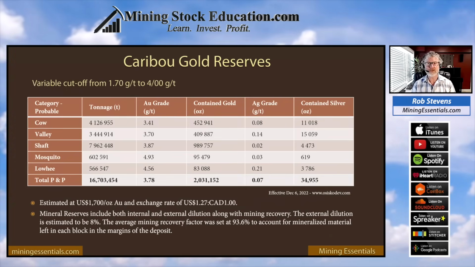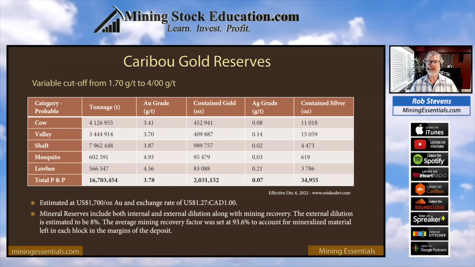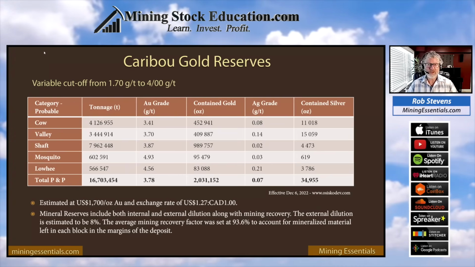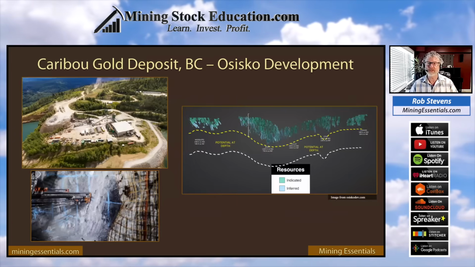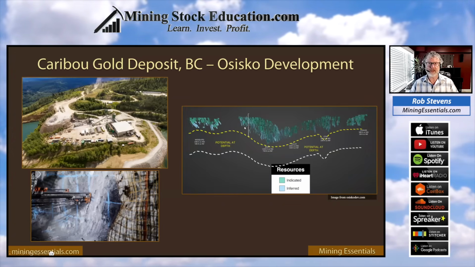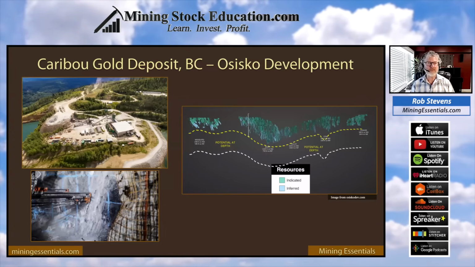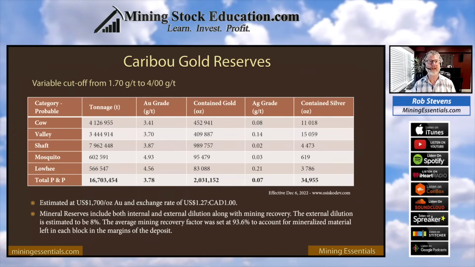I wanted to include the reserves for the Caribou Gold Deposit as well, because this is an example of where you can see they've used variable cutoffs. So they have variable cutoff from 1.7 grams per ton to 4 grams per ton of gold. Now, why variable? If you remember when we looked at it, there were several small deposits in the overall project, and they're underground, and the type of mining method that they're going to use and the processing costs associated with that are different.